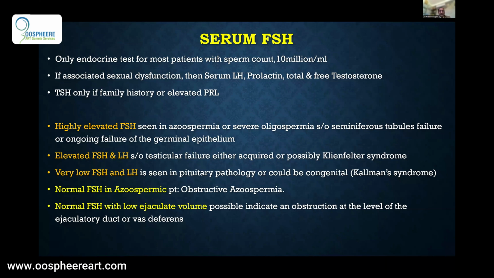Elevated FSH as well as LH is suggestive of testicular failure, either acquired or possibly Klinefelter syndrome, which is most common when you have both elevated FSH and LH. When you have very low FSH and LH, it is generally seen in pituitary pathology, that is a central defect, or it can be congenital, as happens in Kallmann syndrome, which is a receptor level defect. So with low FSH and LH both, the primary pathology might be in the pituitary or it might be Kallmann syndrome.